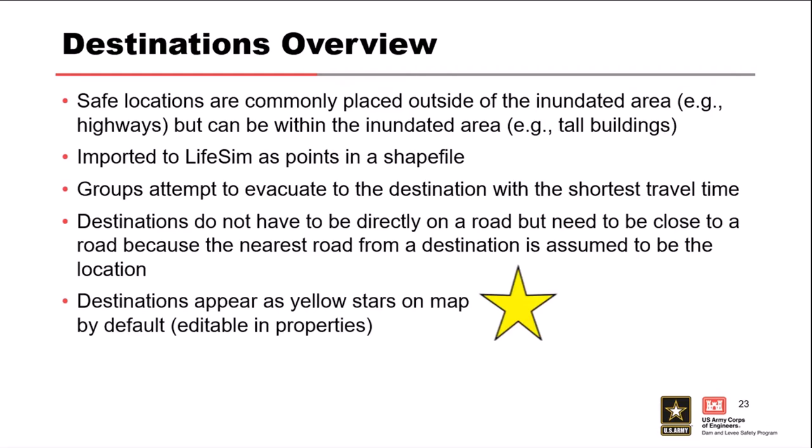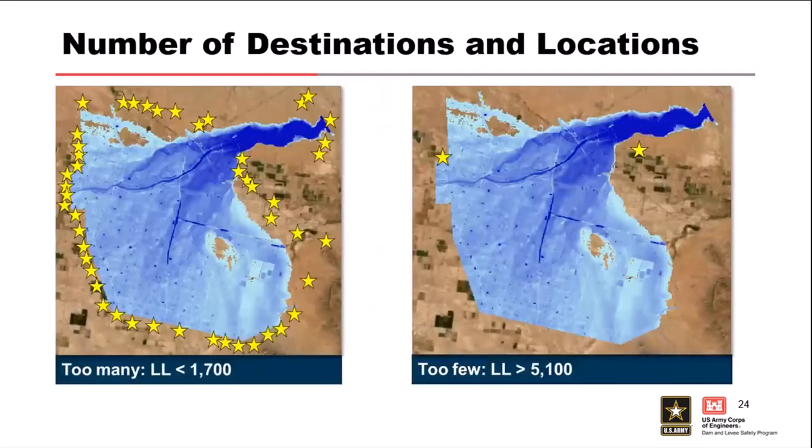They appear as yellow stars in the map. So once you've imported them and added them to your map window, you'll see them as big yellow stars. All right, number of destinations is important. Adam knows a little bit about this.